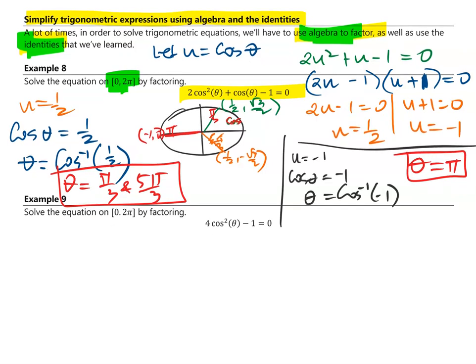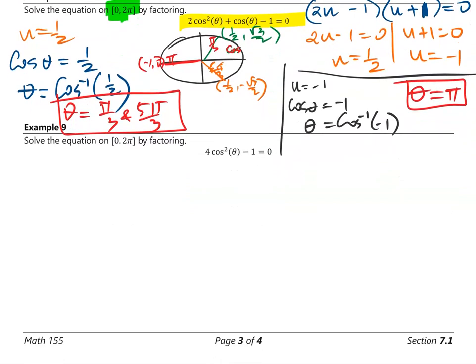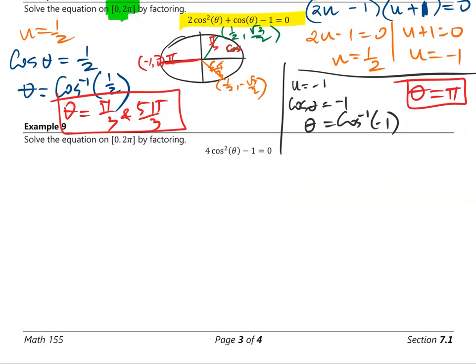Okay, let's try another example. Example number 9. Solve the equation on the interval from 0 to 2 pi by factoring. Given here, 4 cosine squared theta minus 1 is equal to 0.